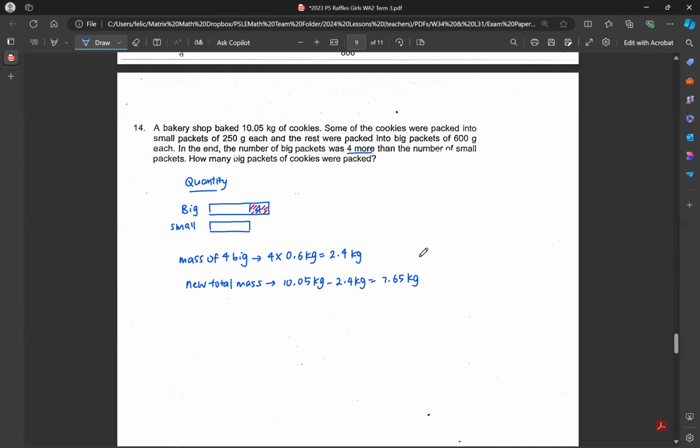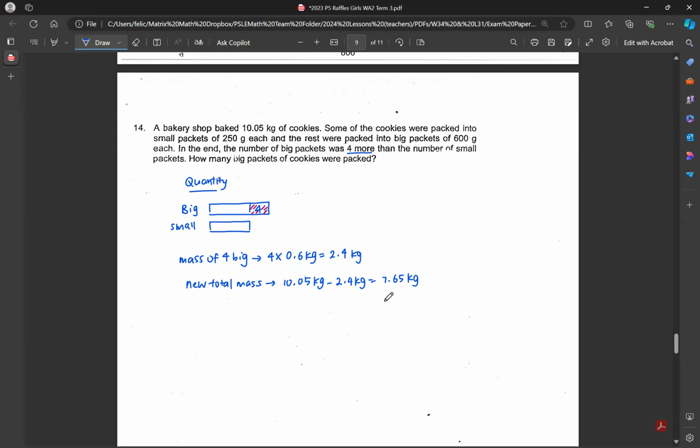Now, let's refer back to the quantity. Let's understand what items contribute to the new total 7.65 kg. So since I got rid of the 4 extra packets already, can you see now the quantity of big and small is the same quantity? All right, number of big and number of small is the same thing. So let's say, for example, I say there's 8 big packets here. Then this one, of course, will be 8 small packets. So equal quantity now contributes to the new total mass. This is made up of equal number of big and small.